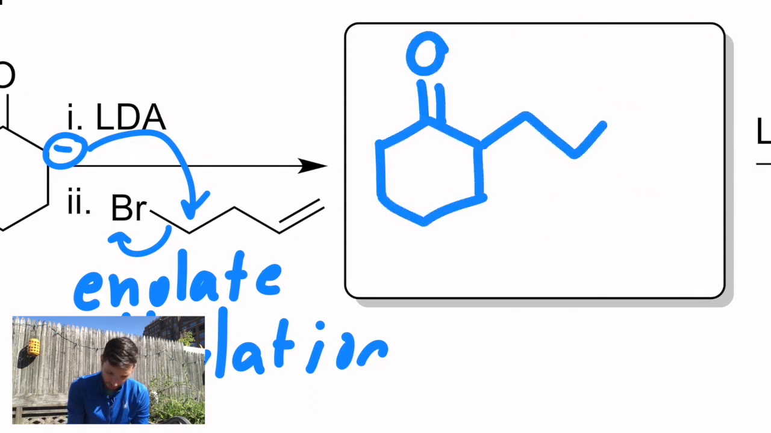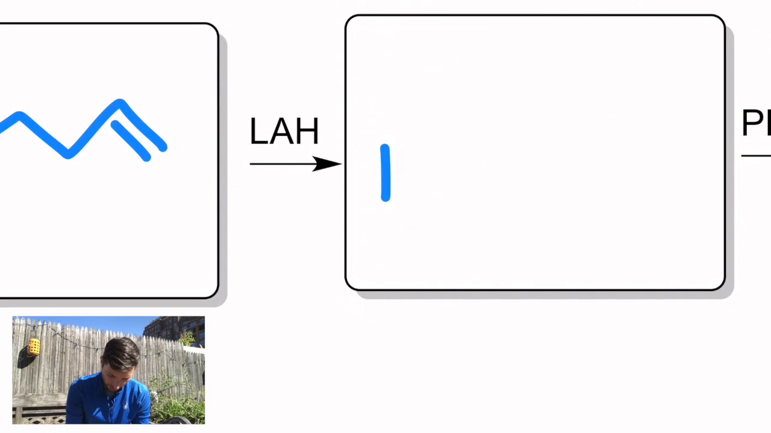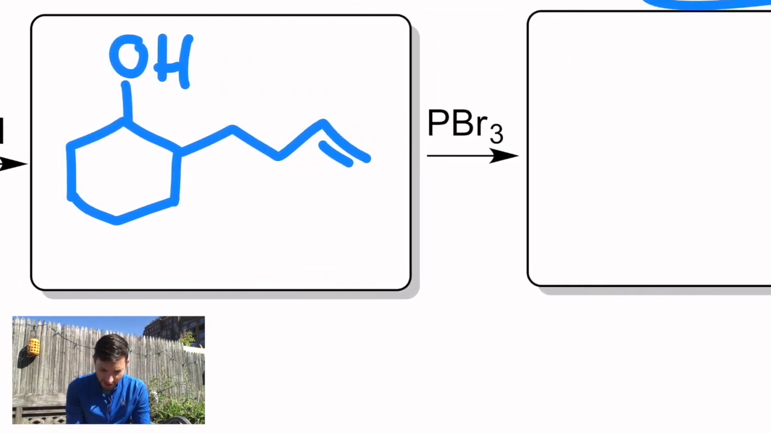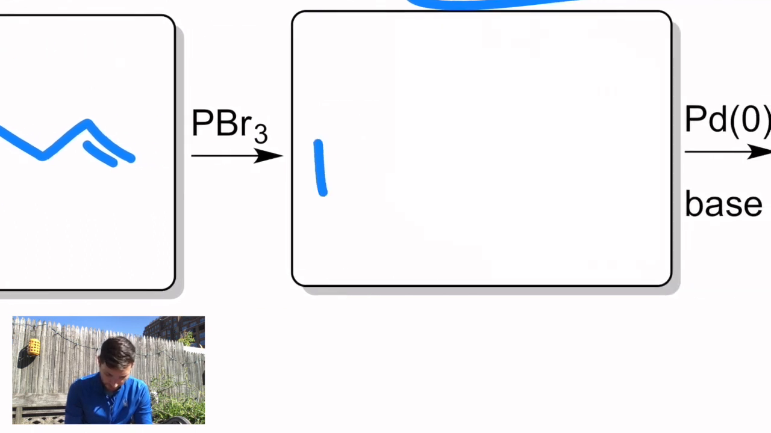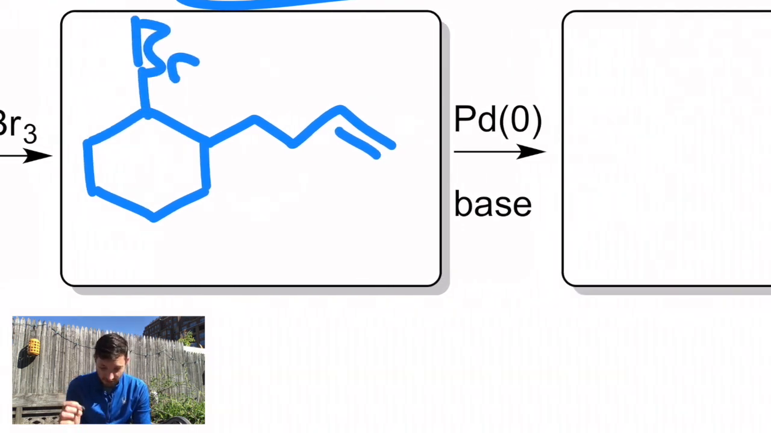1, 2, 3, 4. Looks like there's an alkene on the end. LAH, reduction of the ketone. You'll turn that into a secondary alcohol. The rest of it's along for the ride. I'm not showing stereochemistry here. We'll just get a mixture of stereoisomers, I predict in this case. PBr3 will convert that alcohol into a bromide. And then here's the new reaction.